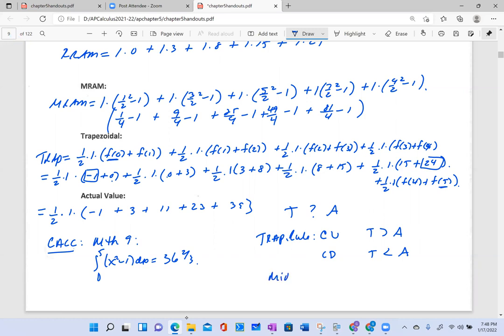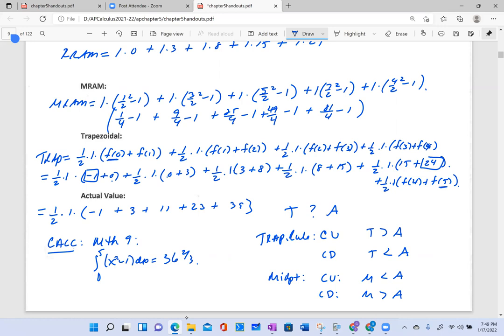For a midpoint, it's the very opposite. If it's concave up, the midpoint's less than the actual. And when it's concave down, the midpoint's just the reverse. It's greater than the actual. Okay. So naturally, up and over, the trapezoidal rule uses concavity as well as midpoint.